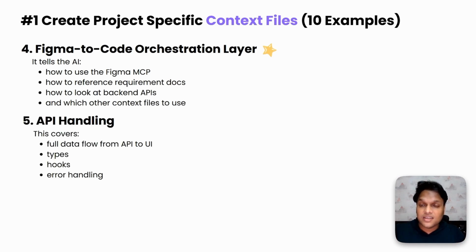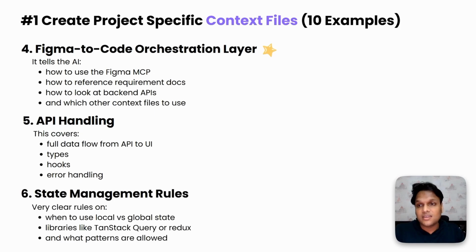Next you have API handling. This covers all the information about your data fetching, like all your current operations, where your types are present, how you are writing them, whether you're using interfaces, types, hooks, whether you're using hooks for the data passing, your error handling. Next, you can have state management rules, very clear rules on how to use local versus global state. Libraries like TanStack, the rules on how you're writing them, the caching terminology, because all of this is repeatable code, right? You can actually define context files for it, the patterns which are allowed or not allowed.